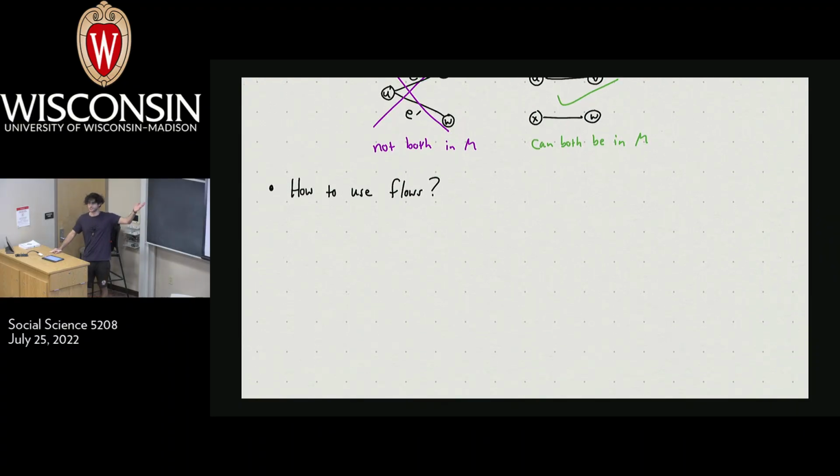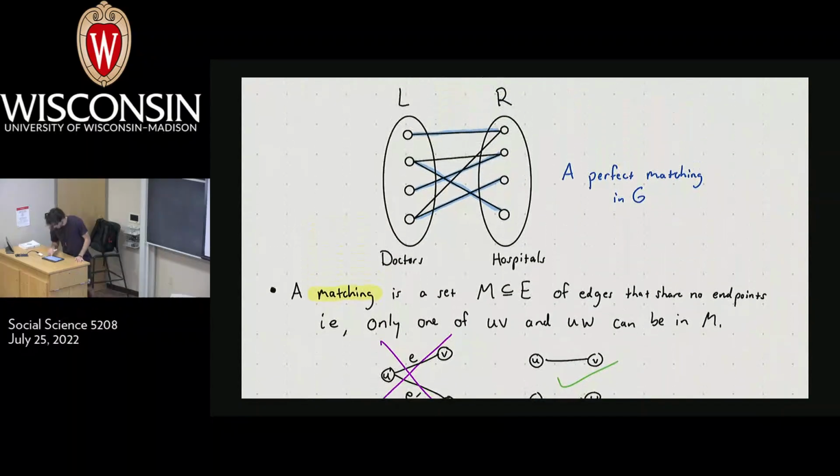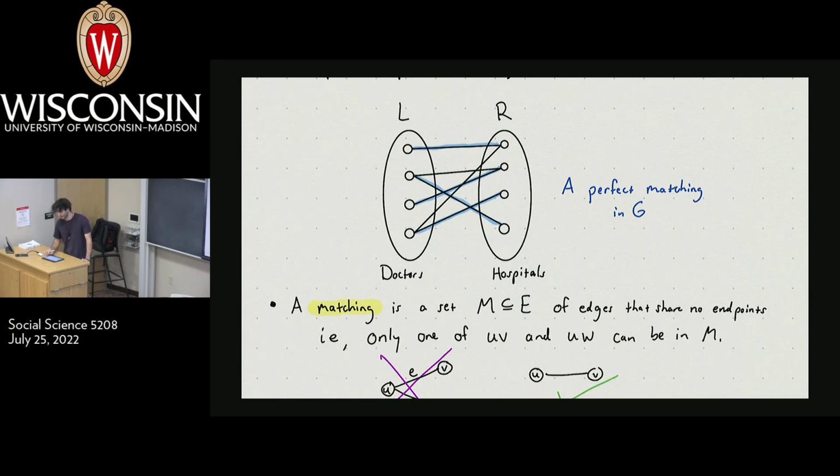And the canonical way to solve it is by using flows. So any ideas how we could solve this using flows? Already we have an undirected graph. So at the very beginning, we're going to have to change that. So what would a natural way to direct edges be here? Okay. We can move all the edges from left to right.